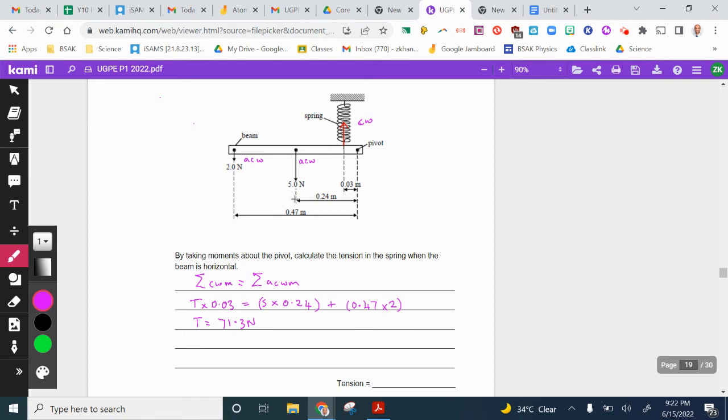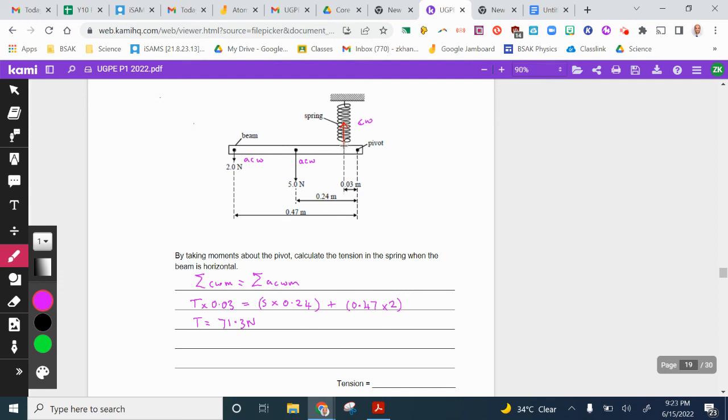So 5 newtons times the perpendicular distance to the pivot, which is 0.24, and that's added to the other anti-clockwise moment, which is 2 newtons multiplied by the perpendicular distance to the pivot, which is 0.47 meters. And then we rearrange for T and we get the tension in the spring pulling upwards is 71.3 newtons.